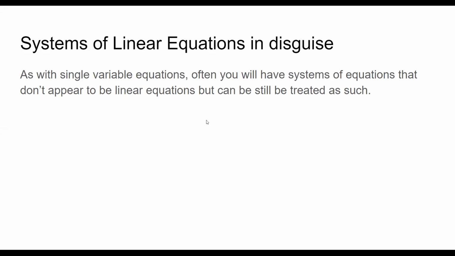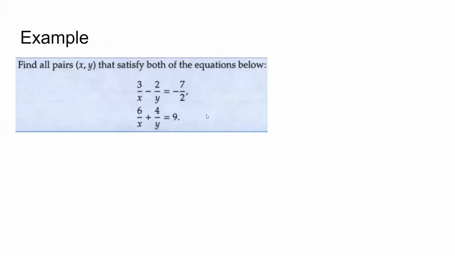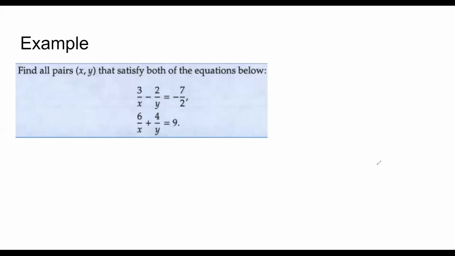So let's look at this problem here. Find all pairs x, y that satisfy this pair of equations. So we have 3 over x minus 2 over y equals negative 7 over 2 and 6 over x plus 4 over y equals 9. This looks a little daunting because we have the variables in the denominator. But there's a strategy we can use to solve systems of equations that we can apply here. Does anyone see it? I'll give you guys a bit, see if anyone notices it.